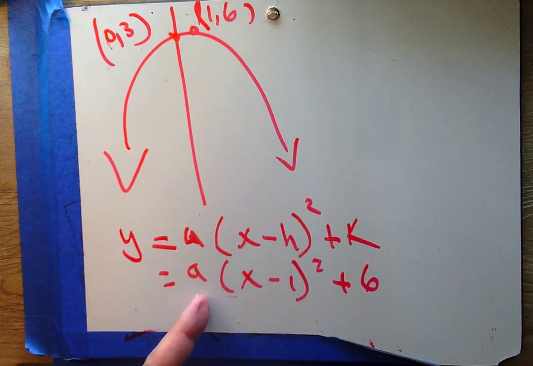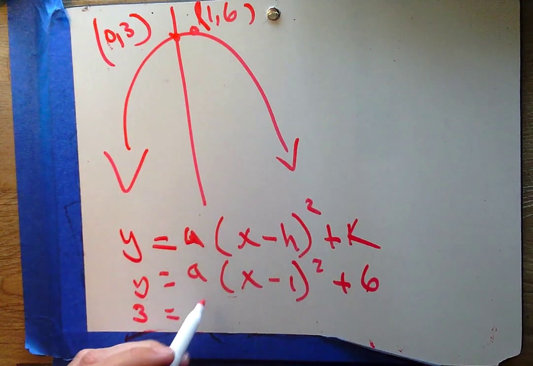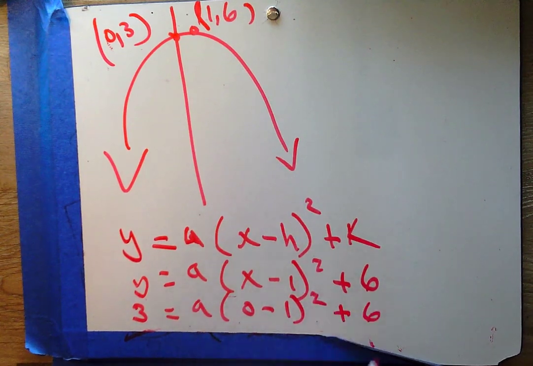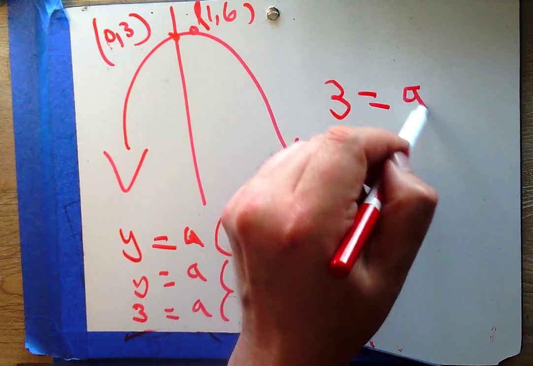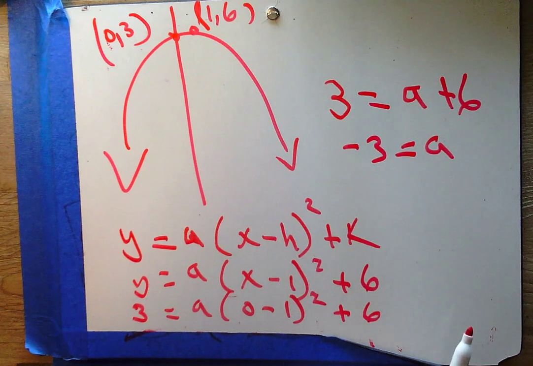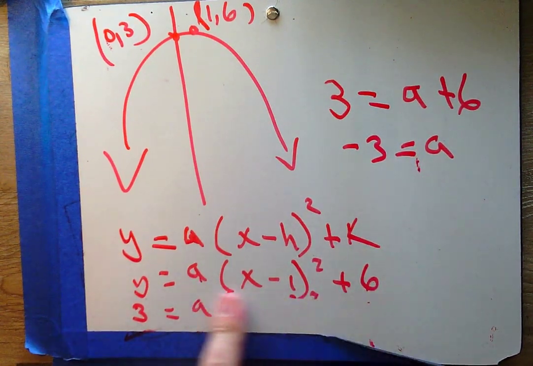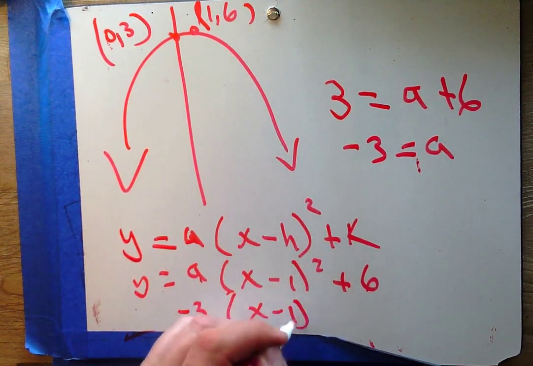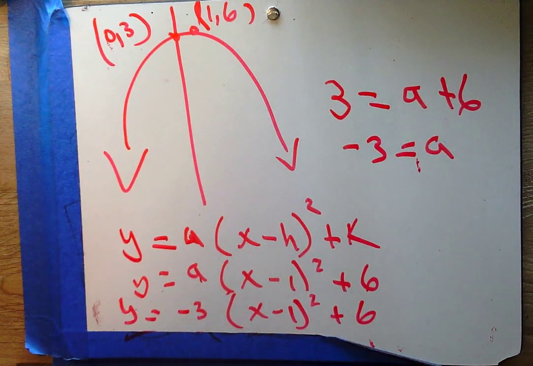Now what about that a? Well, that's why I've been given this other point. So I can plug a 3 in for y and a 0 in for x. And I get 3 equals a plus 6. So a equals negative 3. I'm not done yet. I have to take this and plug it in here. So what will that look like? It will look like negative 3 times (x minus 1) squared plus 6. And there's our equation. All right?